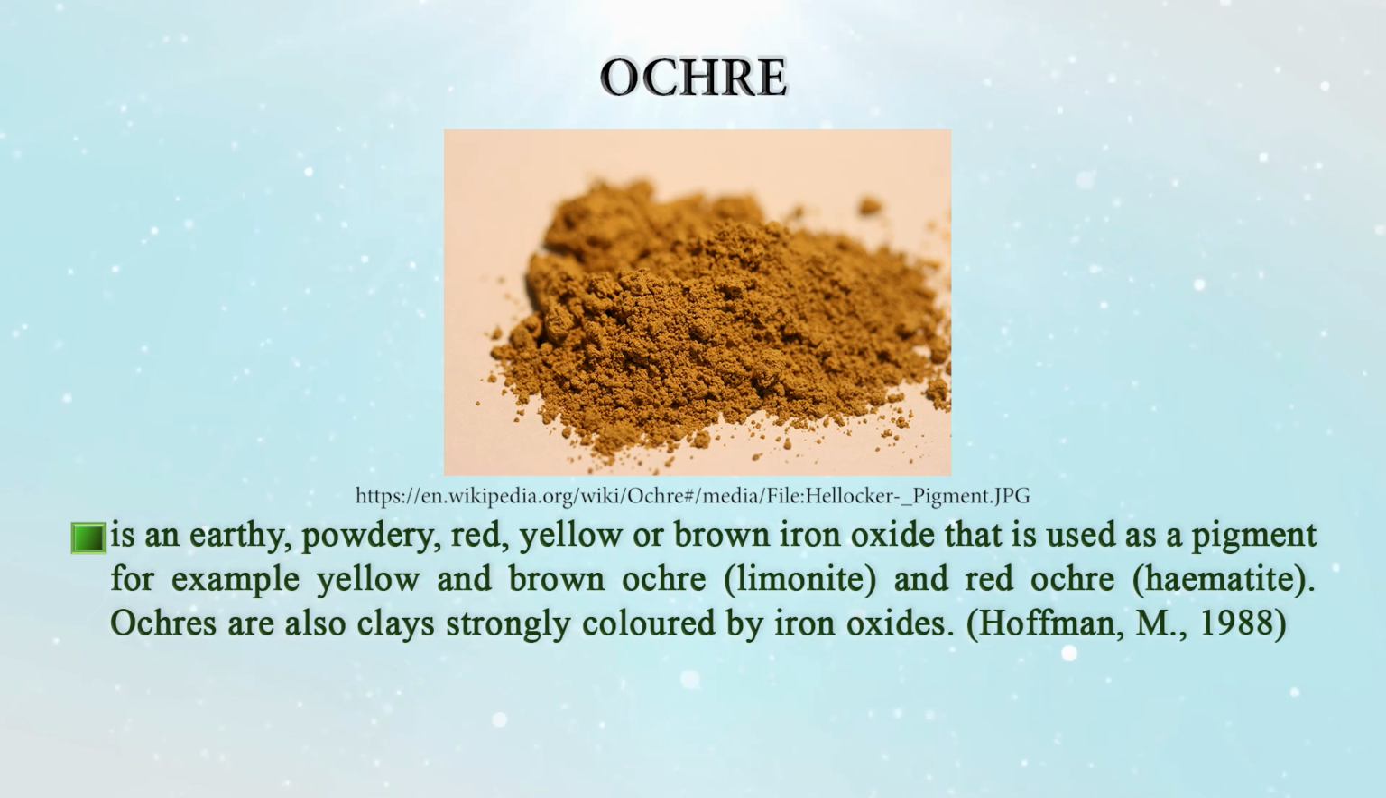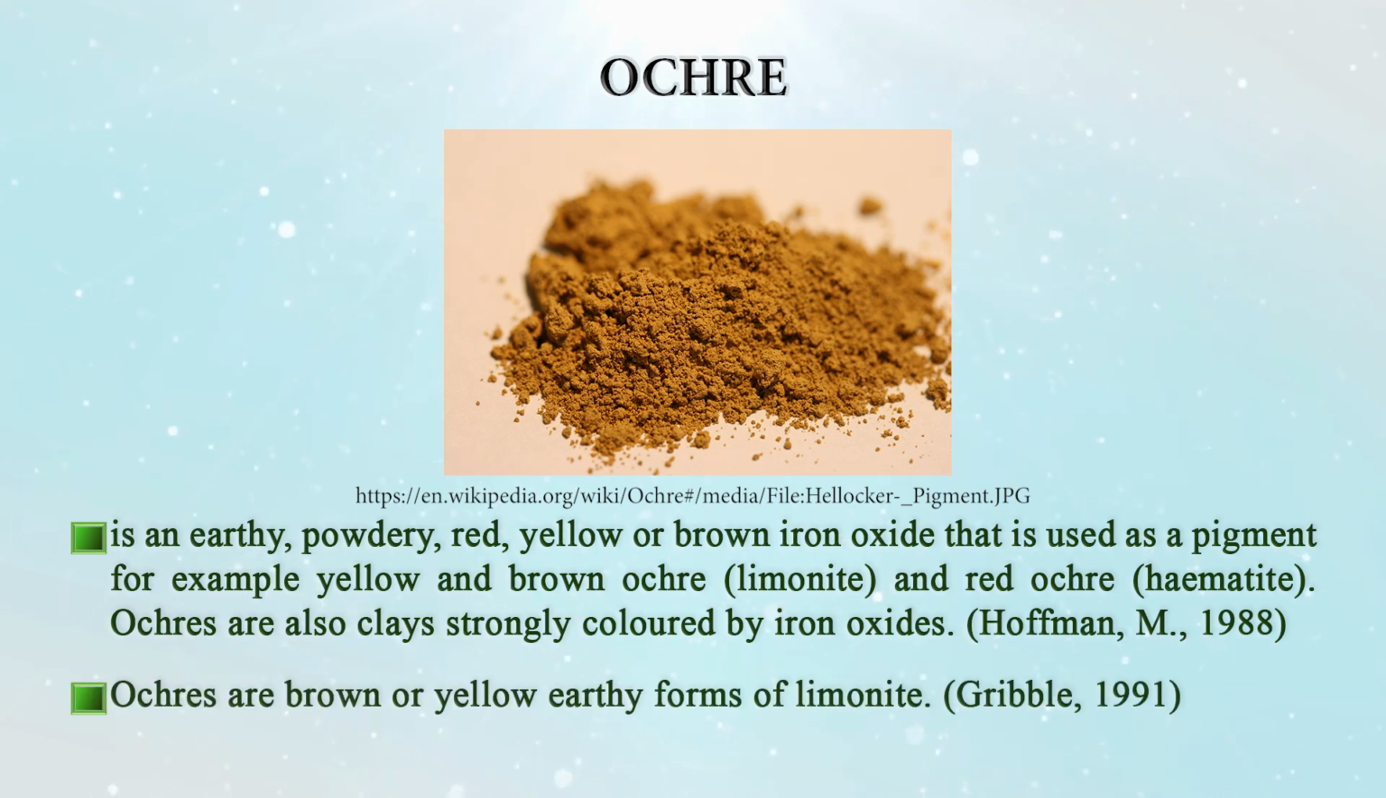Ochres are also clays strongly colored by iron oxide, which was defined as such by Hoffman. Gribble defined ochres as brown or yellow earthy forms of limonite. So these are actually the ochreous matter which I am talking about. So the color of red mud is imparted by ferric oxide and the ochreous matter.